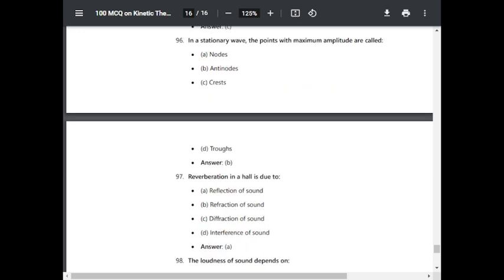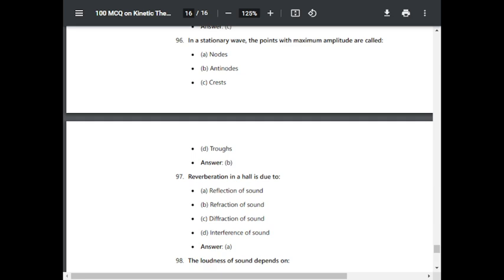Question number 96. In a stationary wave, the points with maximum amplitude are called: option A, nodes; option B, antinodes; option C, crest; option D, trough. The correct answer is B, antinodes. In a stationary wave, the points with maximum amplitude are called antinodes. Option B is correct.